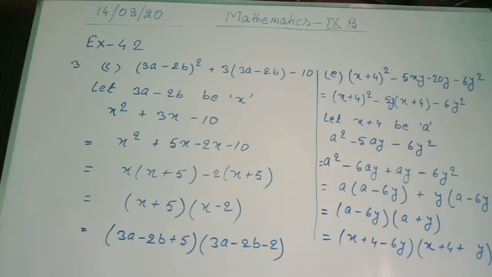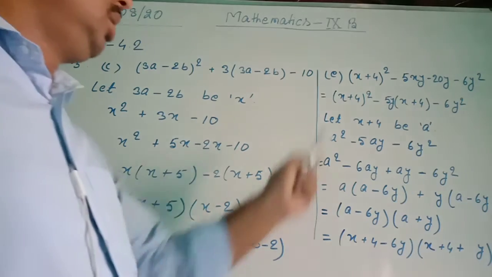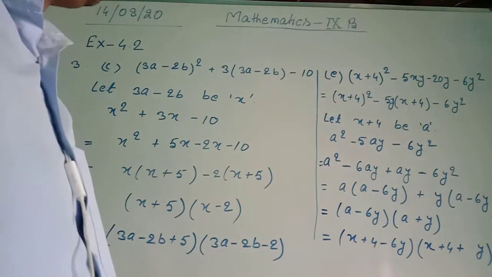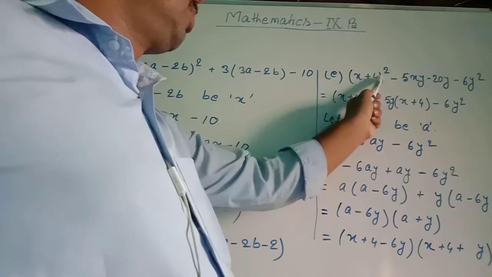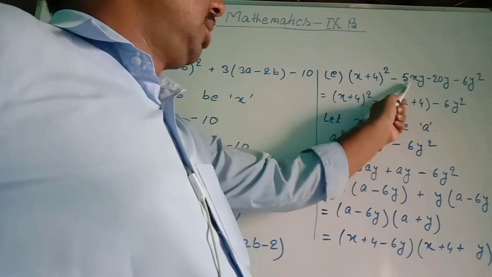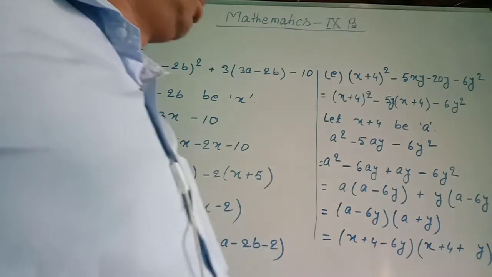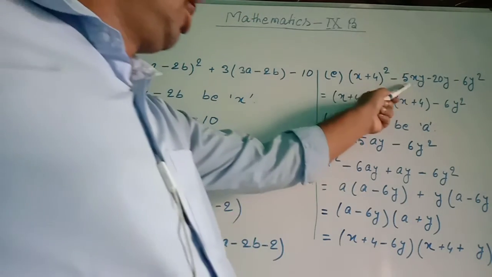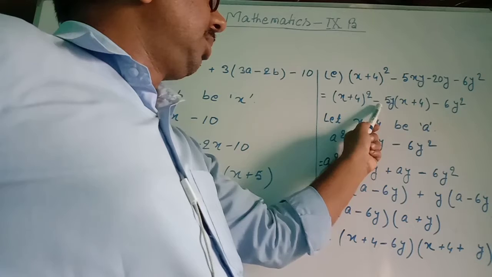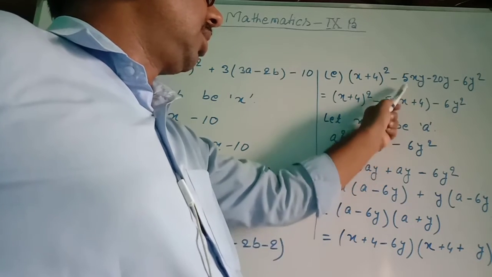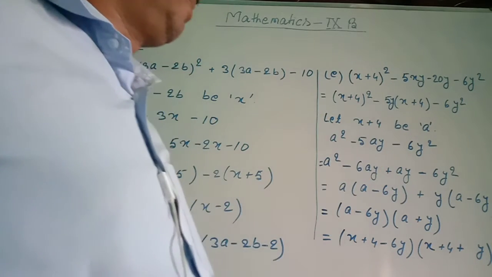This became the factors. Now we come to question number E, 3E. The equation is (x plus 4) whole square minus 5xy minus 20y minus 6y square. So here is possibility to take common. I took minus 5y common. So inside bracket x plus 4 is left.